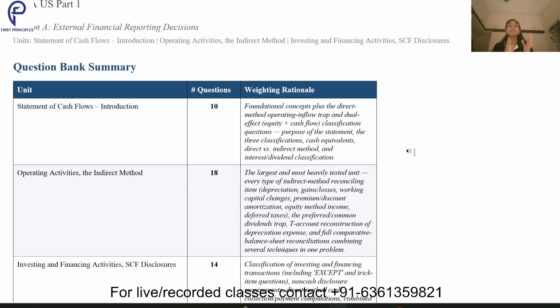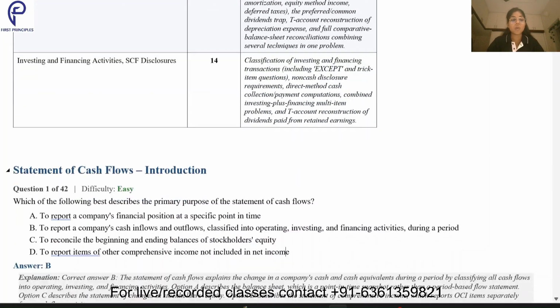With the help of that, you will understand clearly how the statement of cash flows questions will be in the actual exam, and I will also share some tips and tricks with the help of which you can easily tackle these questions in the examination. Let's begin. So, question number 1.